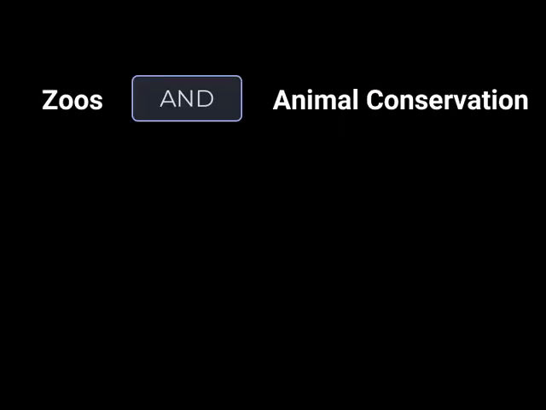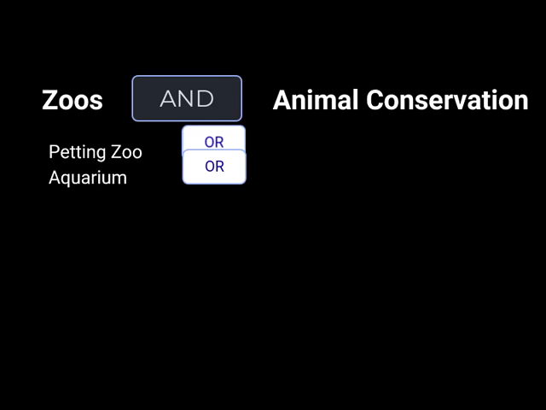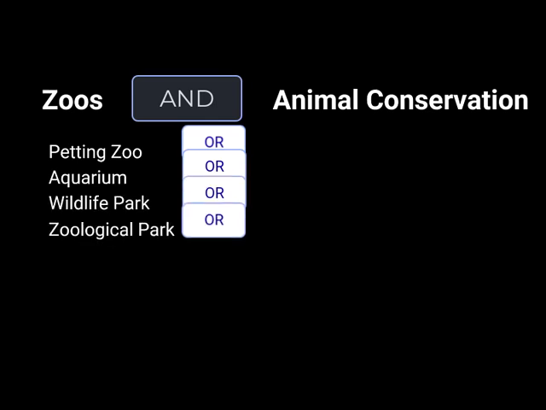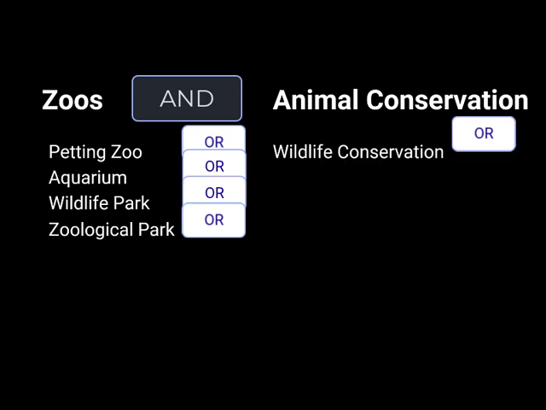Library databases also use another important word to combine key terms, and that word is the magical "or." Or can add so much to your search. As you know, there are many different terms or phrases you can use for the same idea or concept. You can use "or" to include those other words or phrases, words like synonyms, related words, or examples. So for the word zoo, we could also use the words petting zoo, aquarium, wildlife park, and zoological park. And for animal conservation, we could also use a related word like wildlife conservation.